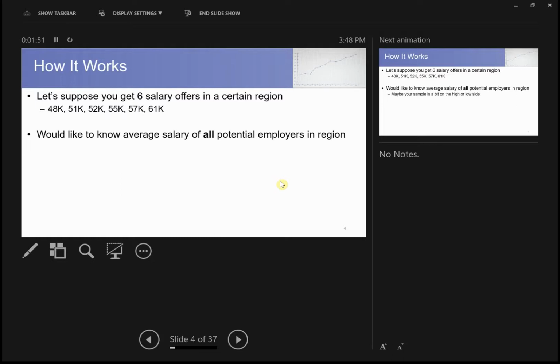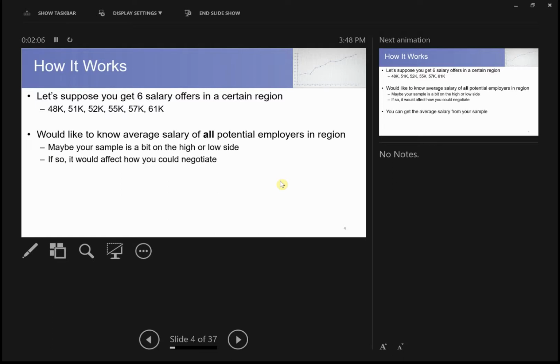Here's the problem. You can't know the average that all the employers will offer. That's something we can't know. This is the population that we can't get at, but this is what we would like to know. Because these six salary offers are only a sample, we don't know, are they a little on the high side? Are they a little on the low side? Do you have room for negotiation? We want to get a better handle on this problem.